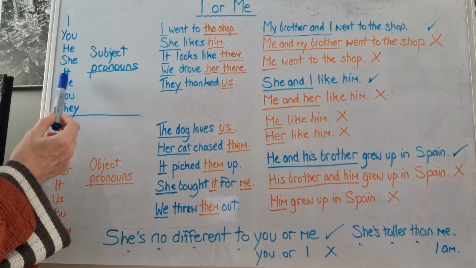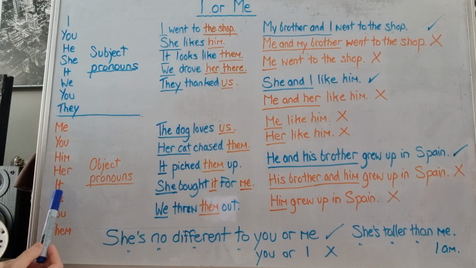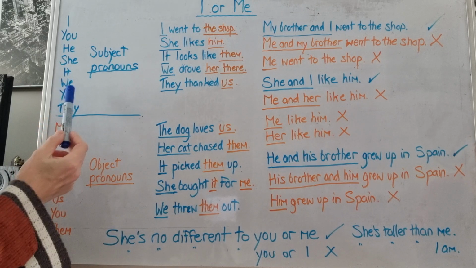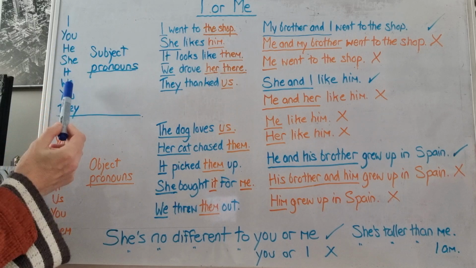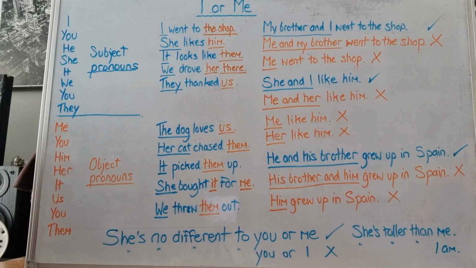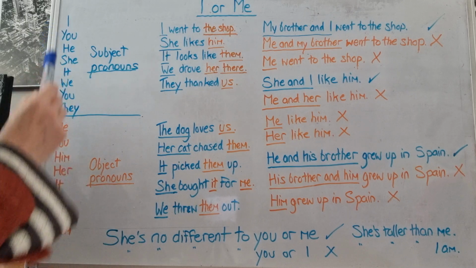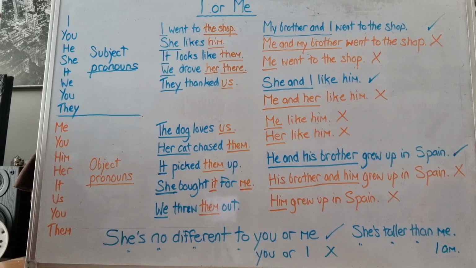So we is the subject pronoun, us is the object pronoun, okay? You and you, you'll notice that you and you, singular and plural, are the same, as well as it is also the same. Okay? So that's your subject pronouns, that's your object pronouns, okay?